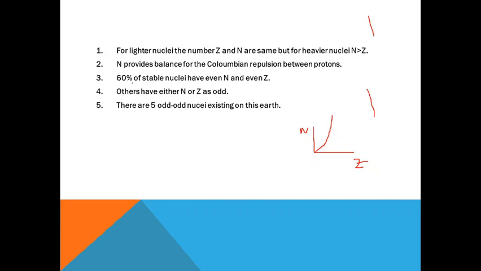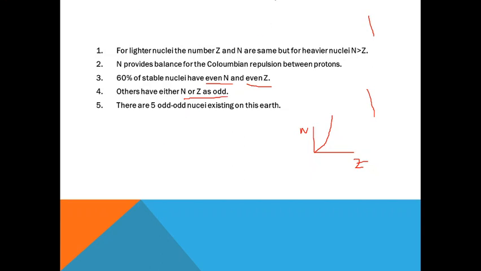You see, 60% of stable nuclei have even N and even Z. We will discuss this point later, but it's just putting the stats in front of you. Something about evenness which nucleus seems to prefer. Others have either N or Z as odd. One of them is odd in other cases.